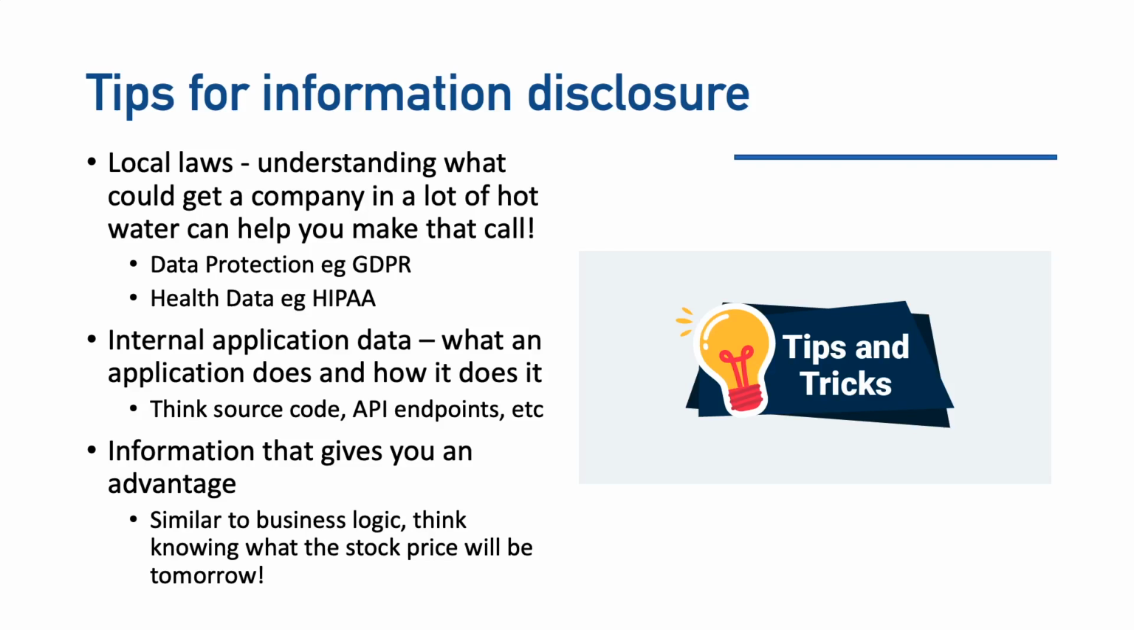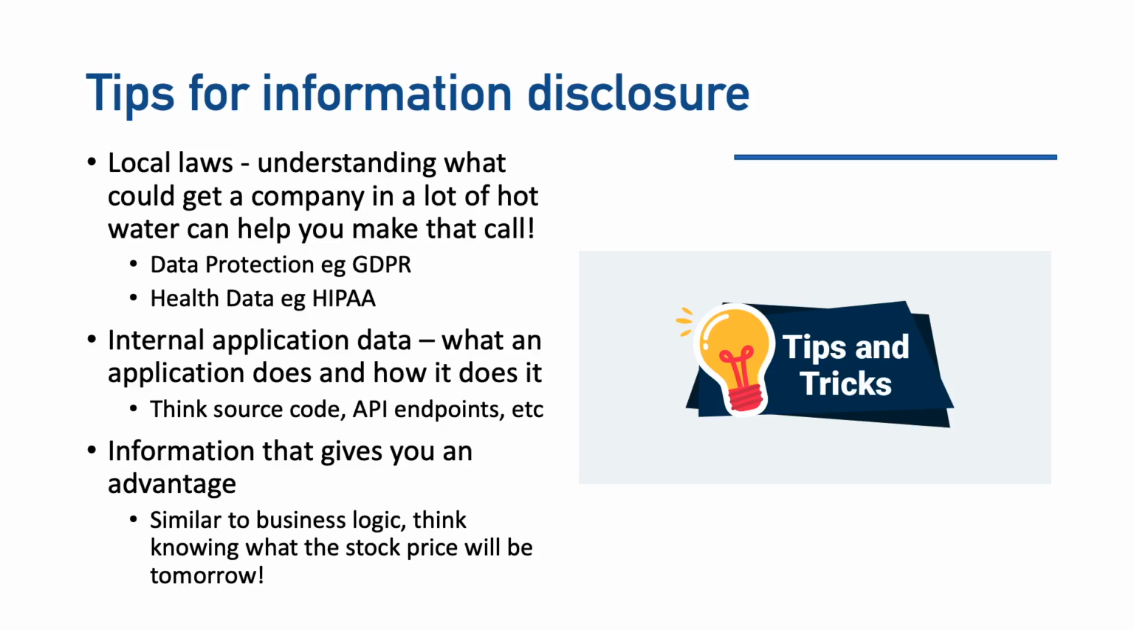And then we have internal application data. So what an application does and how it does it. Now, when I say this, I'm really thinking about things like source code, API endpoints. If you found an API endpoint that tells you a list of API endpoints, that could be considered information disclosure, especially if you can find one API endpoint that will do a bunch of different things, and that will return every API endpoint, even if it's not necessarily related or that you should see it.